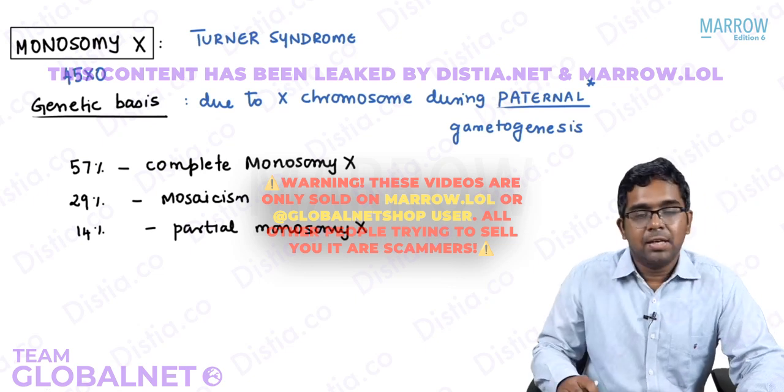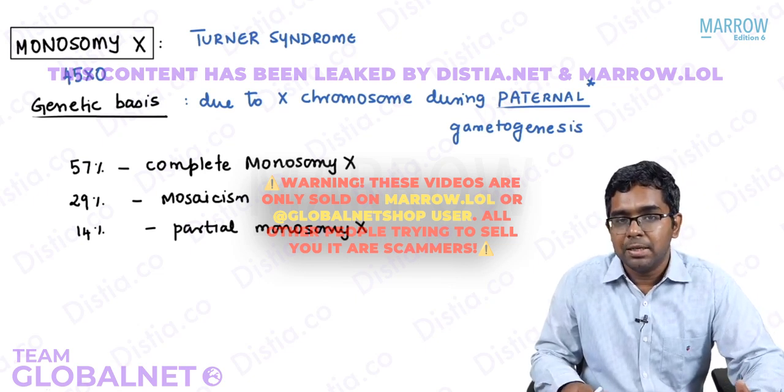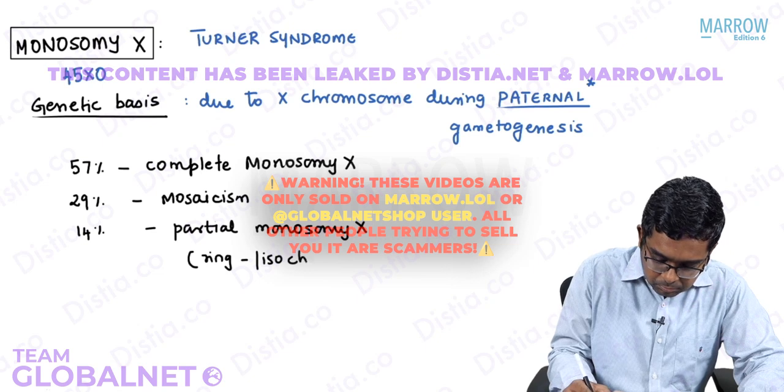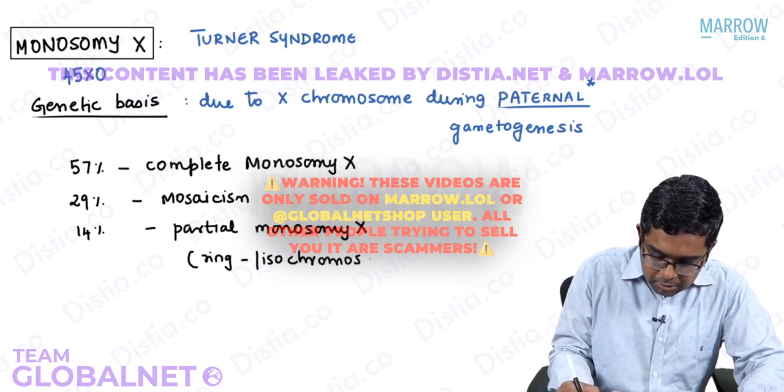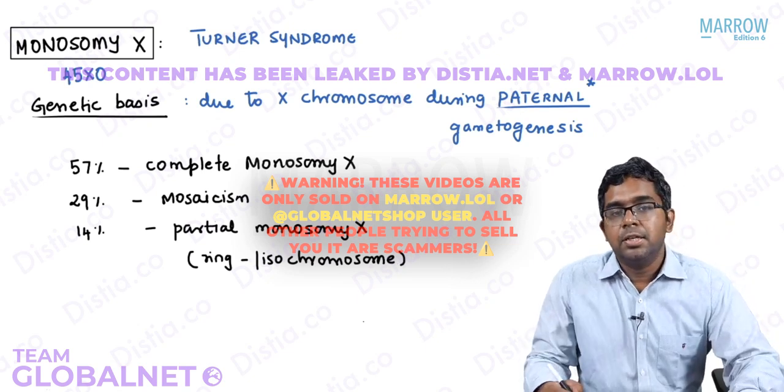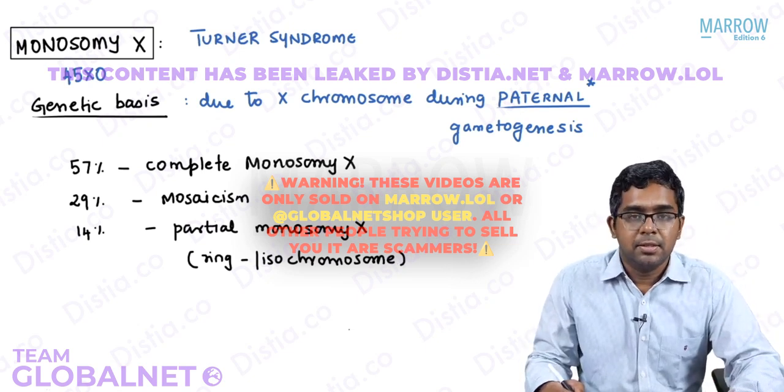What is the meaning of this? They have the other X chromosome which is not completely deleted, but something like a ring chromosome or an isochromosome. That is what is called the partial monosomy X. Okay, these are the genetic defects in Turner syndrome.